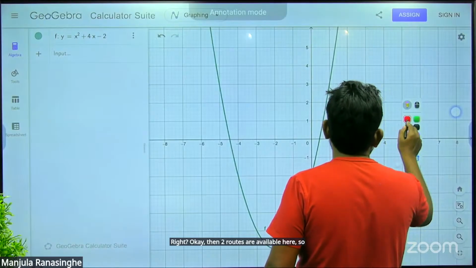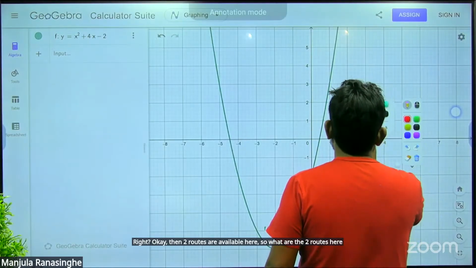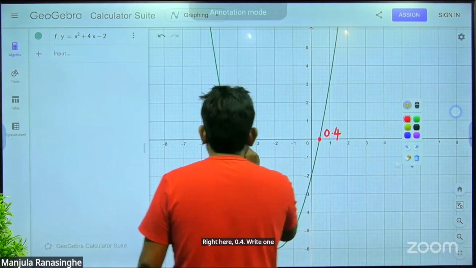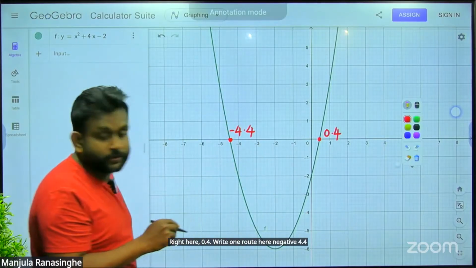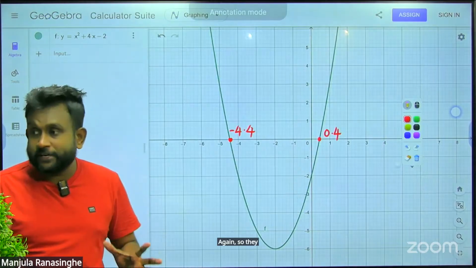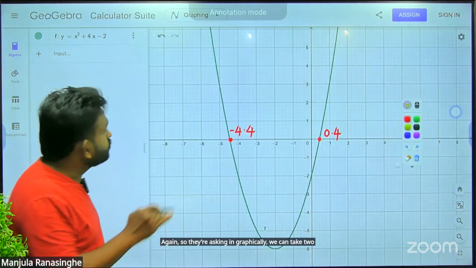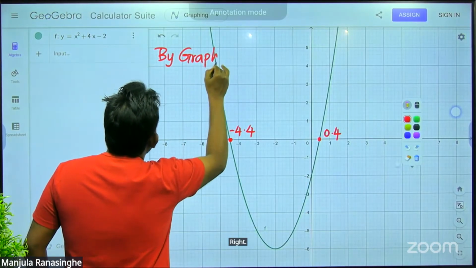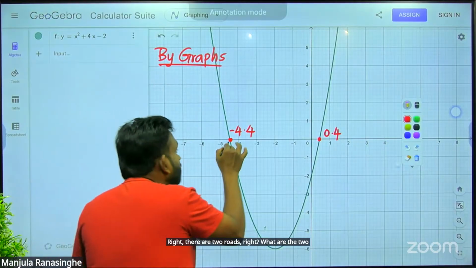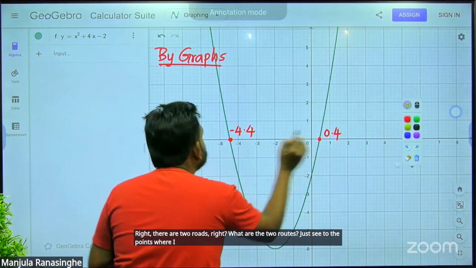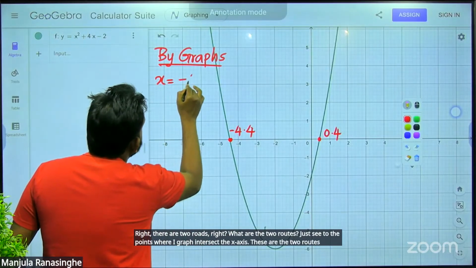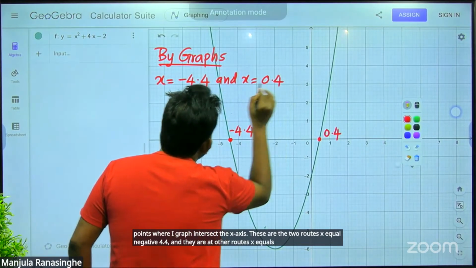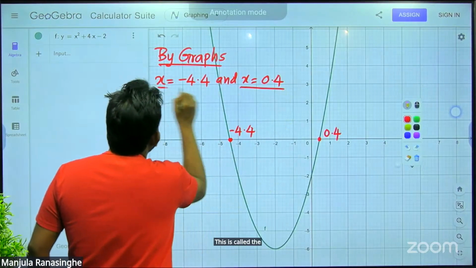So what are the two roots here? Here 0.4, one root. Here negative 4.4, one root. So graphically we can take two roots. Just see the points where the graph intersects the x-axis. These are the two roots: x equals negative 4.4 and the other root x equals 0.4. This is called the positive root. This is the negative root.